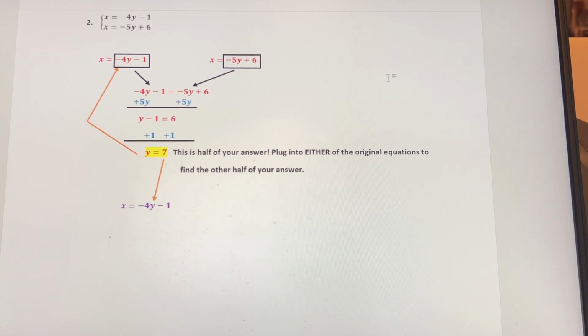So when I plug in 7 for y, I get negative 4 times 7 minus 1, which is negative 28 minus 1, which is negative 29. So I've got the other half of my answer here. Remember, the x coordinate comes first, so my answer is going to be negative 29 comma 7. Again, if you plug both those values, negative 29 in for x, 7 in for y, you're going to get a true statement with both equations. So that's how you solve a system of equations where both equations are already solved for the same variable.